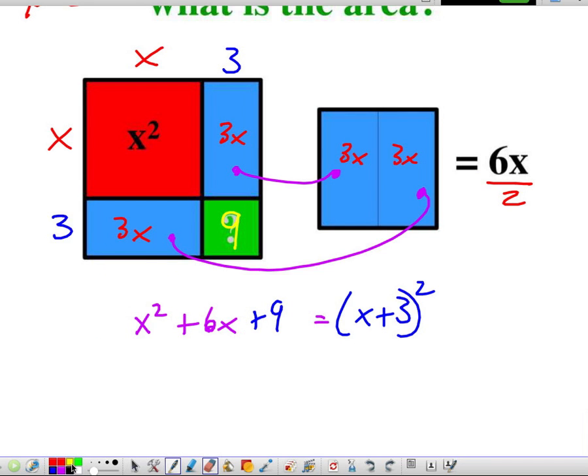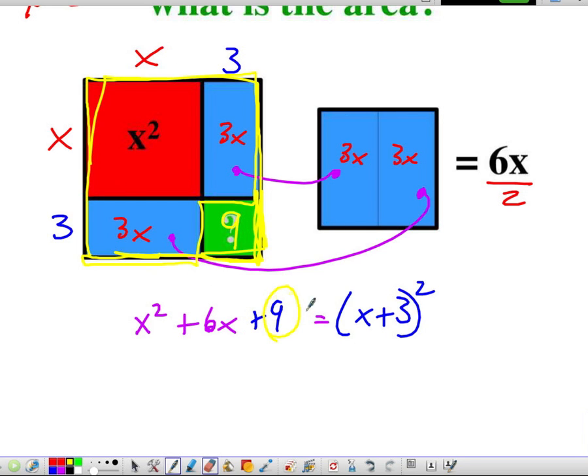So basically, what we started with in the beginning was this. All we needed to do was find the area of the green shape. Once we found the area of the green shape, can you see how it allowed us to complete the square? And so we found that it was plus 9. And once we found plus 9, we found the other expression for the area, which was x plus 3 squared. That is the essence of completing the square.